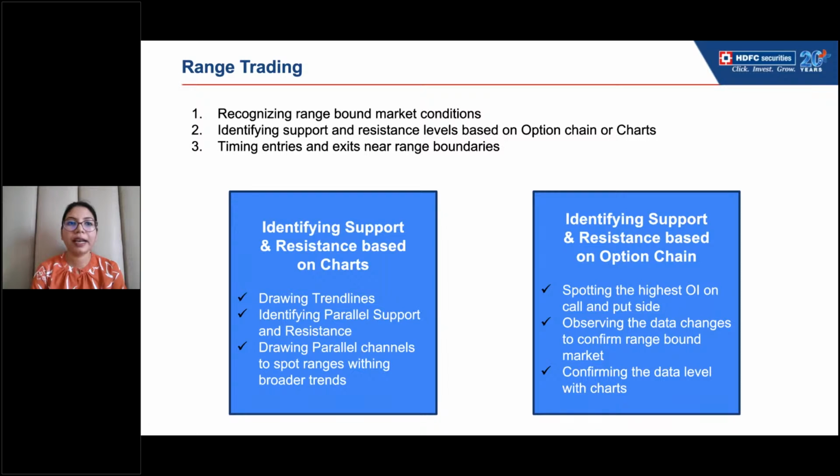So first of all, recognizing range bound market conditions. तो सबसे पहले आपको ये specify करना है कि market range bound है या फिर trending है. ठीक है, next identifying support and resistance levels based on option chain or charts. अब दो there are two options that you get. You can either use the charts or you can use the option chain as well to take out the support and resistance levels. Okay, I will show you both. And the last is timing entries and exits near range boundaries.